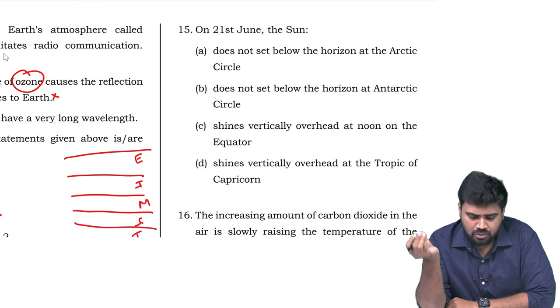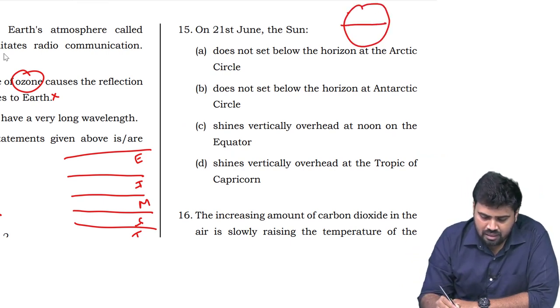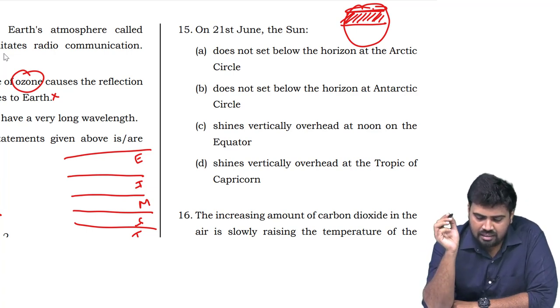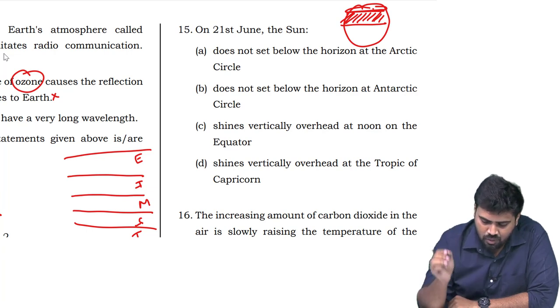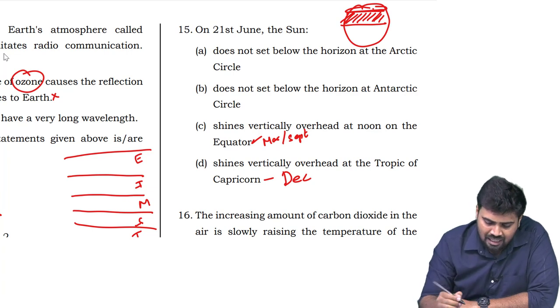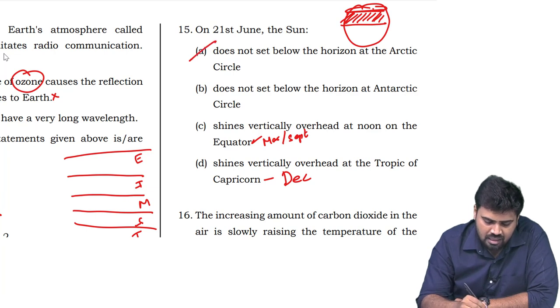Question 15, again the same kind of question. On 21st June, as we have discussed, the sun's vertical rays will be in the northern hemisphere, over the Tropic of Cancer, summer solstice. The sun does not set below the horizon at the Arctic or Antarctic. Vertically overhead at noon at the equator? No, that is around March to September. Sun vertically over the Tropic of Capricorn is around December. The sun does not set below the horizon at the Arctic Circle is the correct answer.